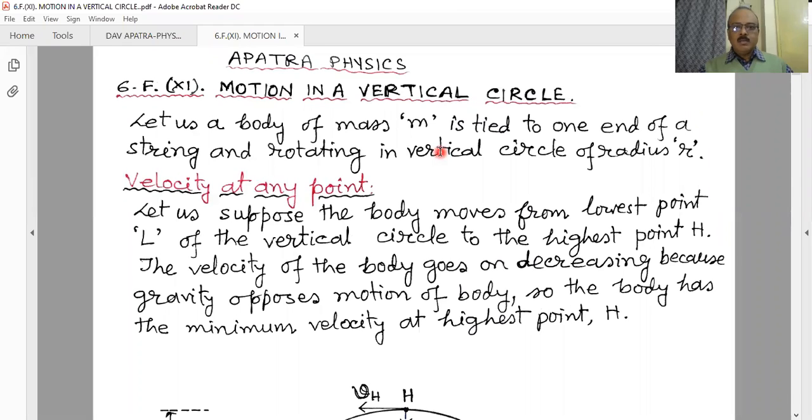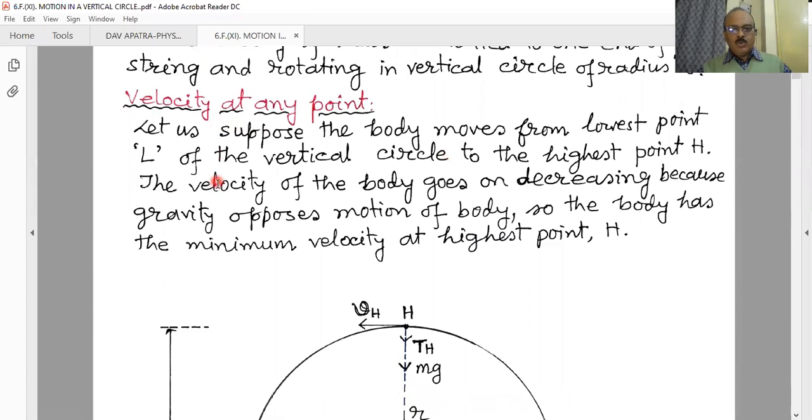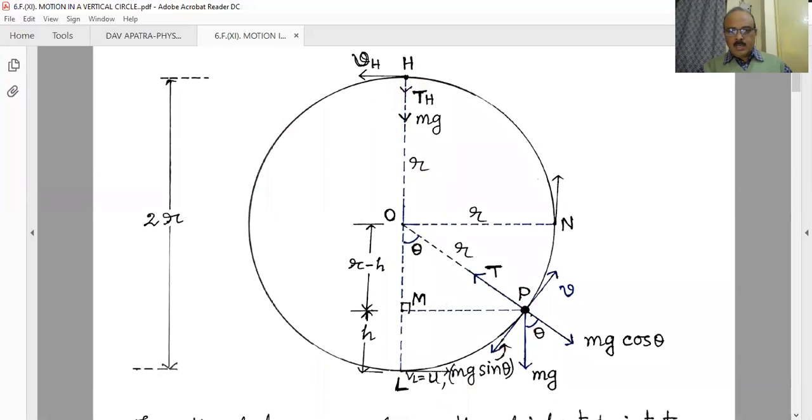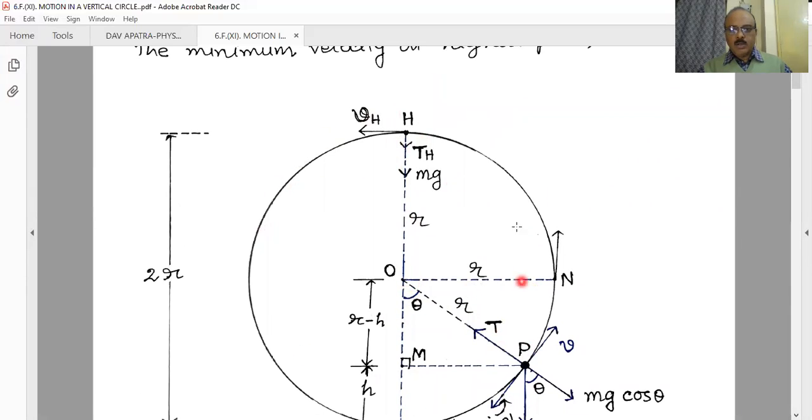Today's topic is motion in a vertical circle. Let us say a body of mass m is tied to one end of a string and rotating in a vertical circle of radius r. Now look at this figure diagram here. It is one object of mass m, tied with the help of a string, and this object is rotating in a circular loop of radius r. It rotates in a vertical circle.